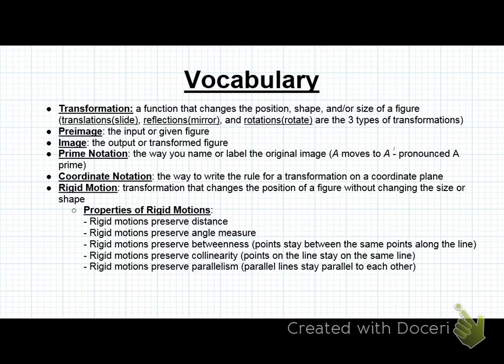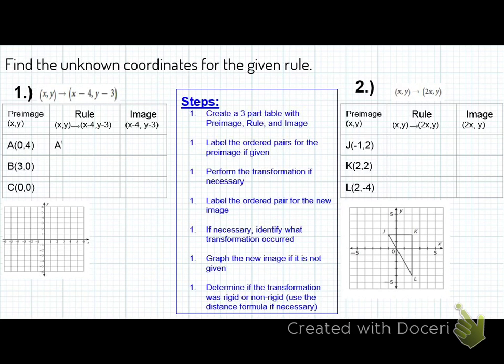Okay? Here we go. Numbers 1 and 2. Ready? We'll just do number 1. I want to show you how easy it is, and then we'll do the next few together. Okay? So number 1, we got find the unknown coordinates for the given rule. Okay? I got a pre-image here.